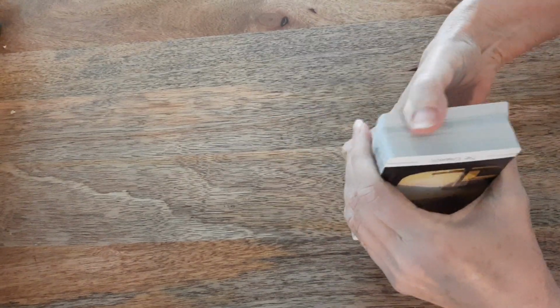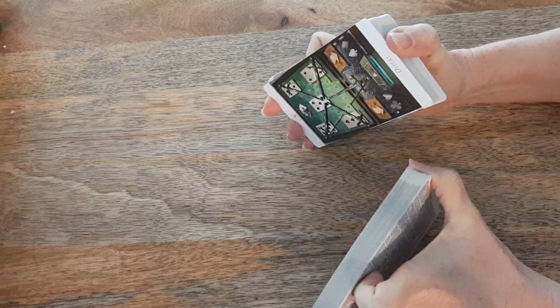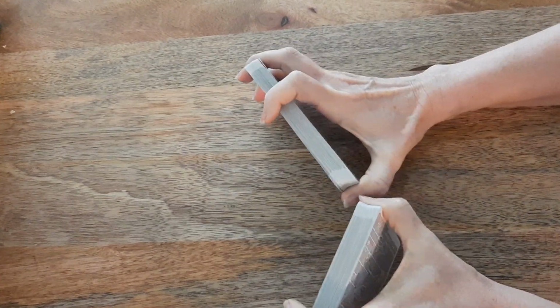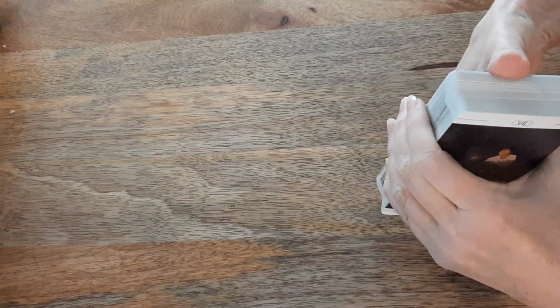I'm using the Urban Tarot. I picked this deck just because it happened to be the closest one to me when I went to reach for it. And I'm not reading in my usual spot because it is in transition. It's a mess. So I'm going to just do three cards.